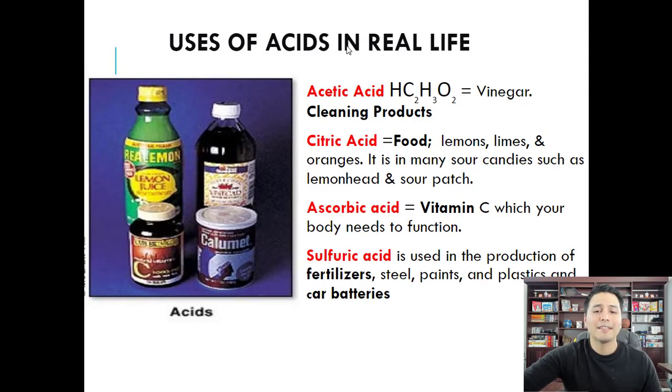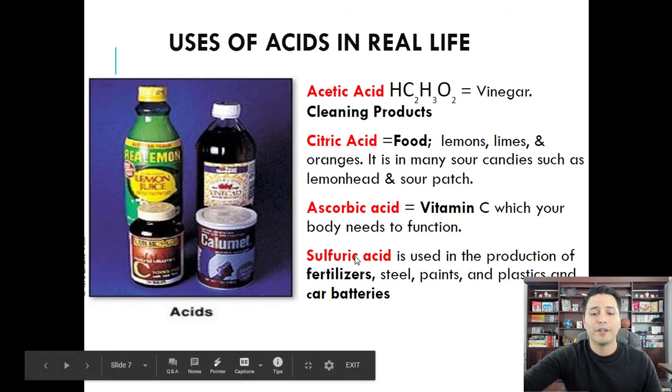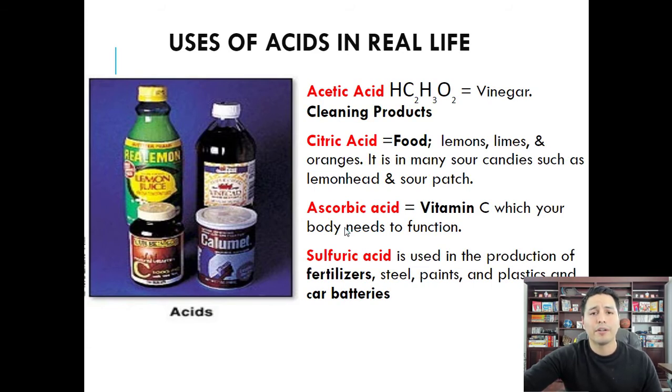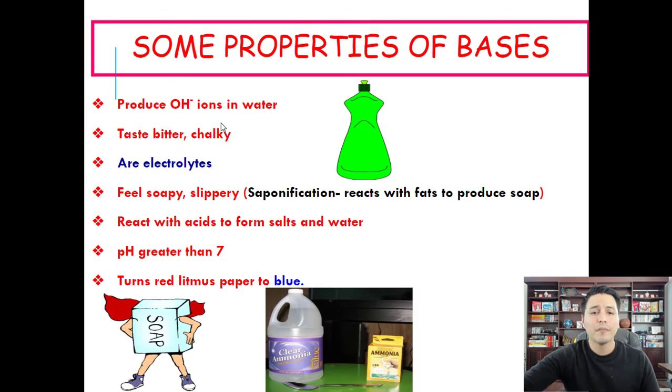All right, so here's some acids and how we use them in everyday life. Well, acids are basically cleaning products. You also have acids that you can eat, such as citric acid, oranges, lemons, limes, Lemonheads, Sour Patch. You eat so many of these, it is crazy. Next, you have ascorbic acid. This is just basically vitamin C. Lastly, we can use acids as fertilizers. So you see this with sulfuric acid, which, by the way, is also used for car batteries, so be careful with that.